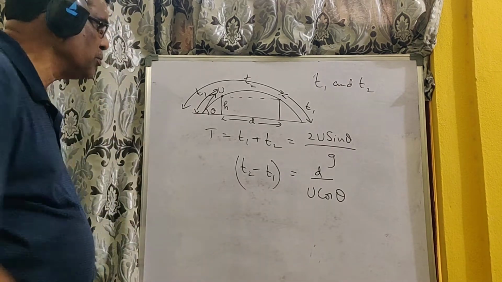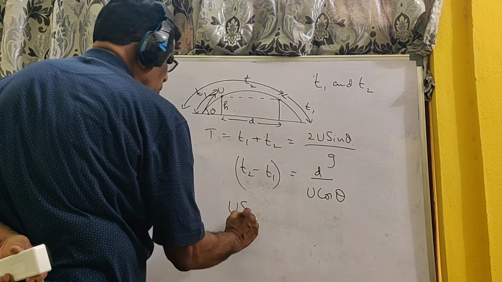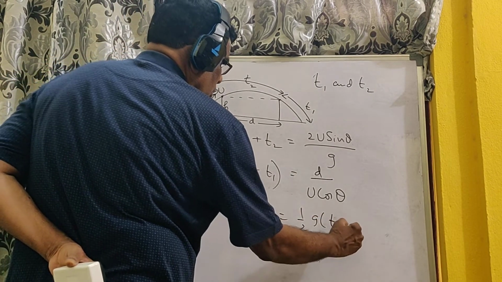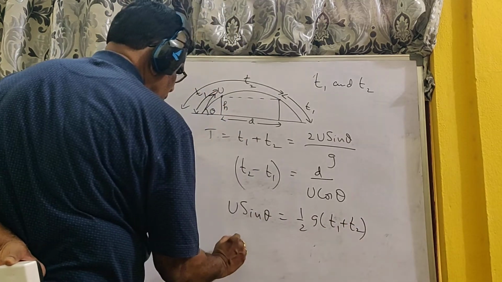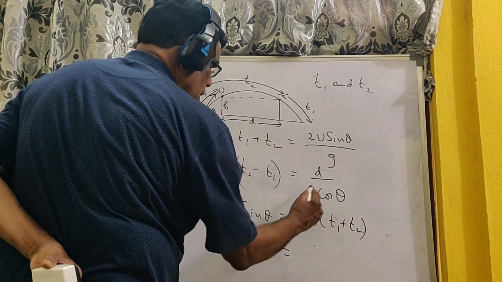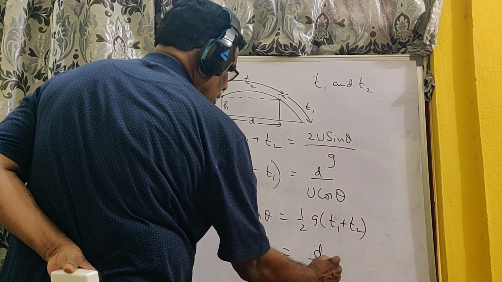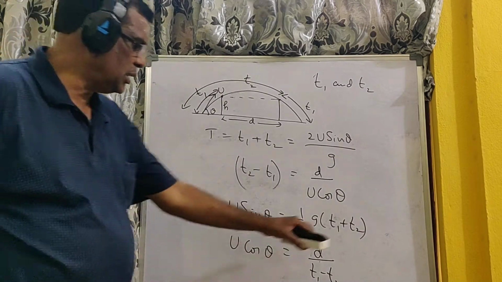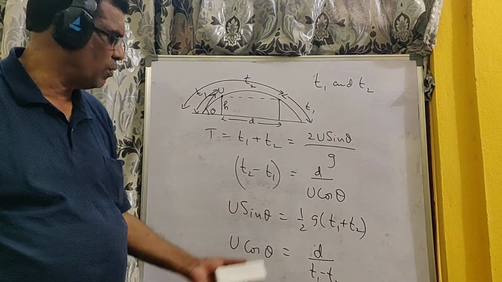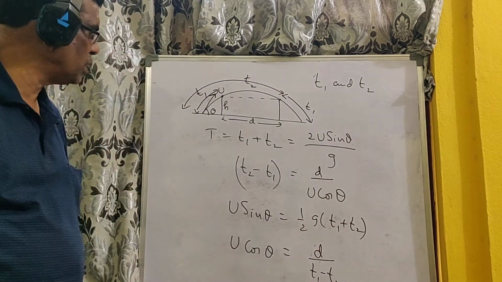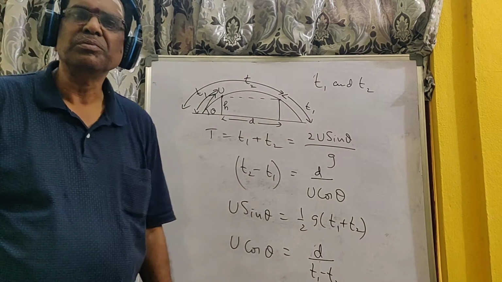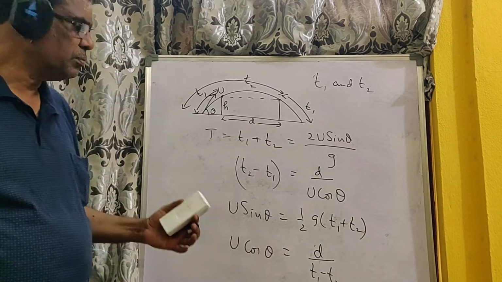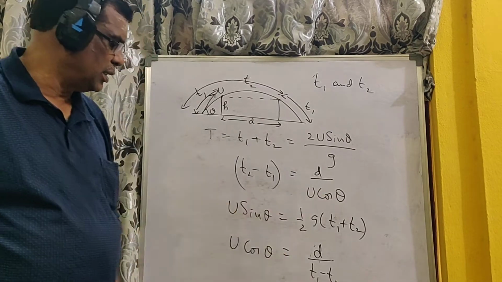Is this clear to you? Now, how do you get that? U sin theta is half g into (T1 plus T2), and u cos theta is d by (T2 minus T1). Once T1, T2 and D are given, I think you can work out everything and find out what H is also. Because u is known, theta is known, then directly you can say.